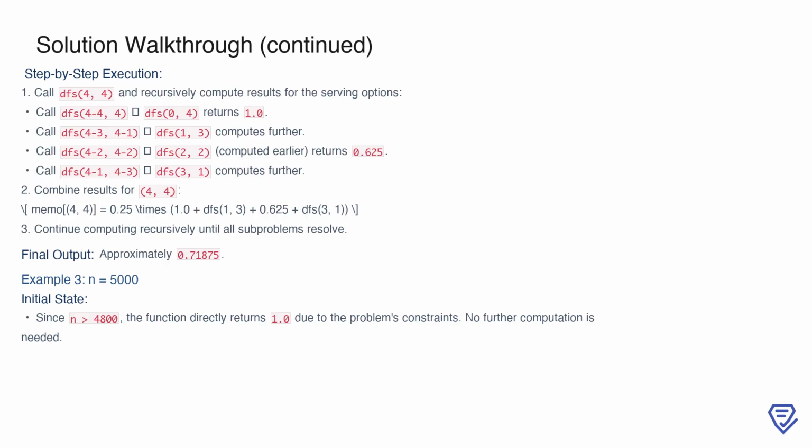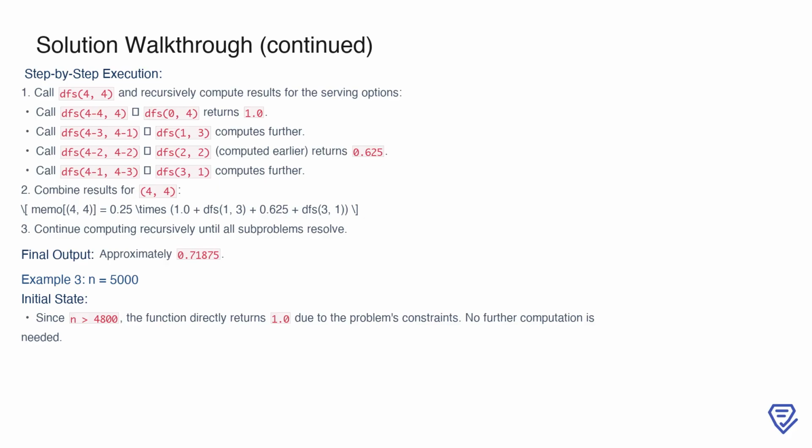Additionally, the call dfs(2, 2) has already been computed in an earlier step, so we simply reuse the memoized value of 0.625. With these results, we calculate the total probability for the state (4, 4) by adding up the contributions from all 4 operations, weighted equally by 0.25. Specifically, the result is 0.25 times the sum of 1.0, the results of dfs(1, 3) and dfs(3, 1), and the memoized value 0.625.